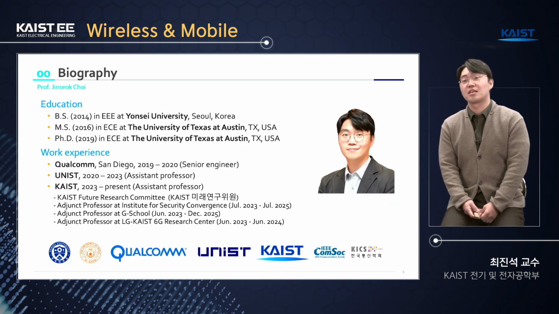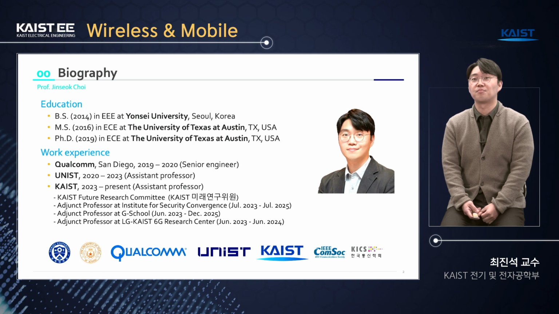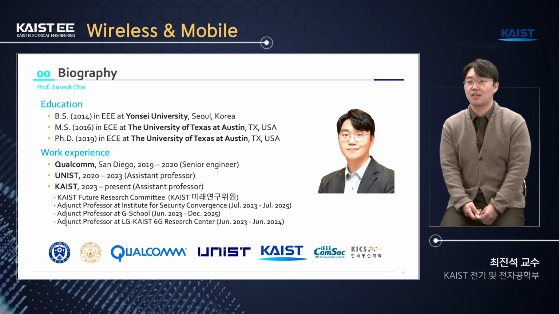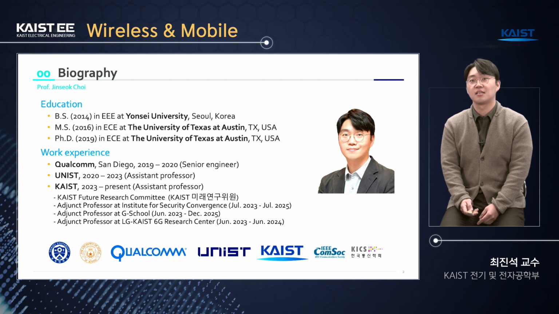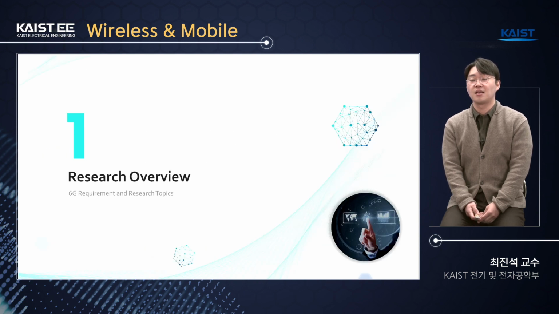Before starting with my research, let me briefly introduce myself. My name is Jinseok Choi. I had a PhD degree from the University of Texas at Austin, and I worked at Qualcomm and UNIST before joining KAIST. In the first chapter, let me overview my research work in terms of the 6G requirements and the research topics.